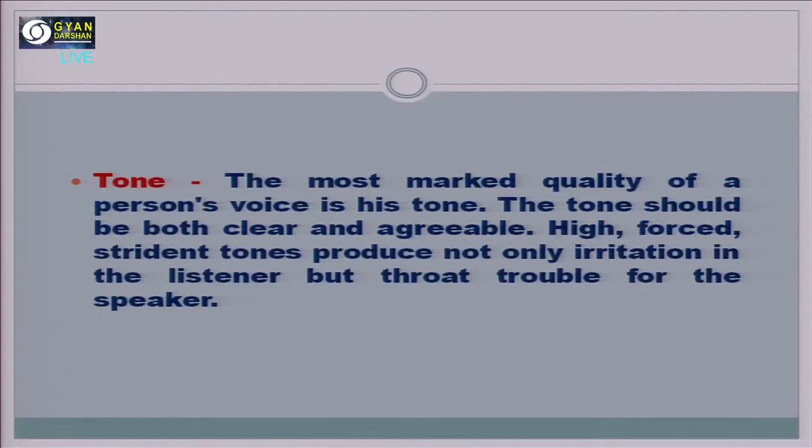Then another very important tool of effective public speaking is tone. This is the most marked quality of a person's voice, which is his tone. The tone should be clear and agreeable. High, forced, strident tones produce not only irritation in the listener, but also a lot of throat trouble for the speaker. So my tone should be soothing and calm.